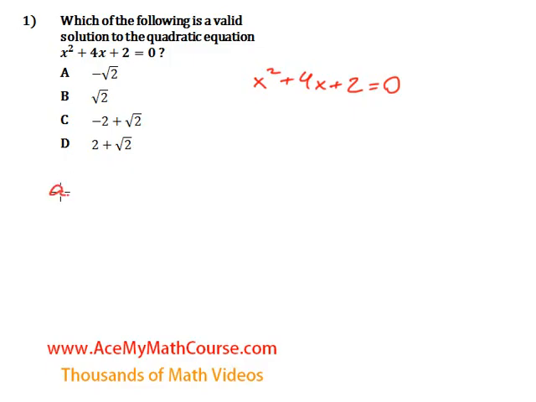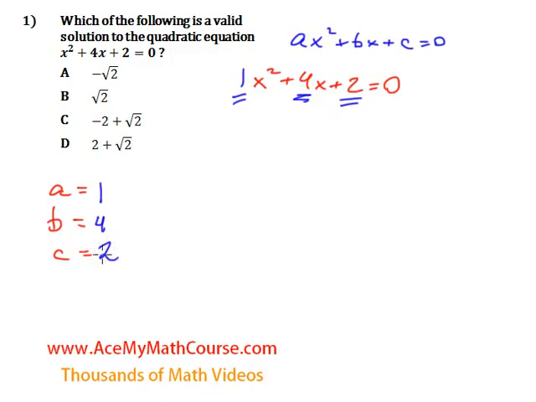So we're going to need to know what a, b, and c are. And of course we have ax squared plus bx plus c equals 0 for the quadratic formula. So in this case, a is 1. There's a hidden 1 multiplying the x squared. B is just 4. And c is 2. And of course the quadratic formula is negative b plus or minus square root of b squared minus 4ac all over 2a.